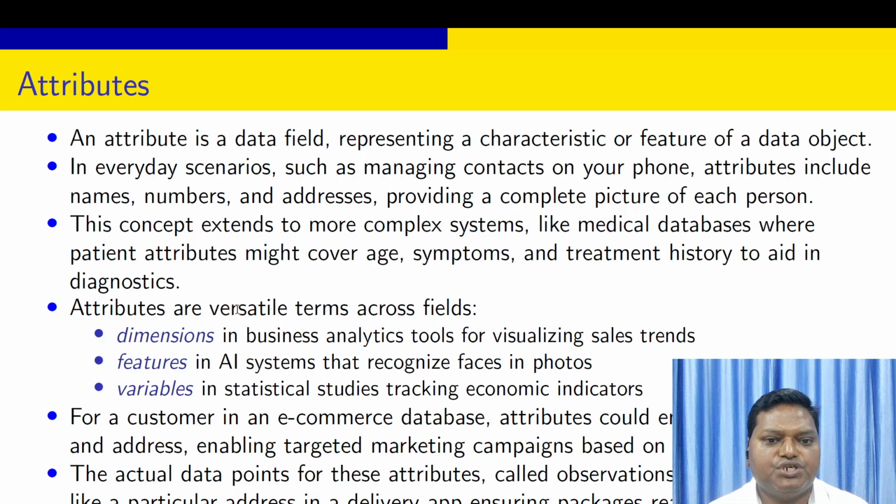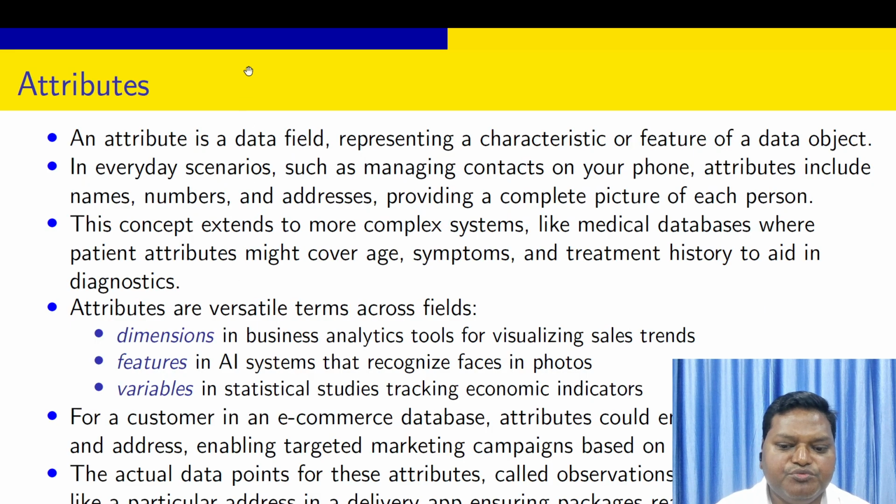Similarly, whenever you save any entry on your phone, you will get attributes: name of the person, organization, email ID, home phone number, personal phone number, office phone number. So these are all attributes. In other terms, attributes are also called dimensions when we talk about business analytical tools. In artificial intelligence and machine learning, the same properties are also called features. And in statistical studies, we call them variables.